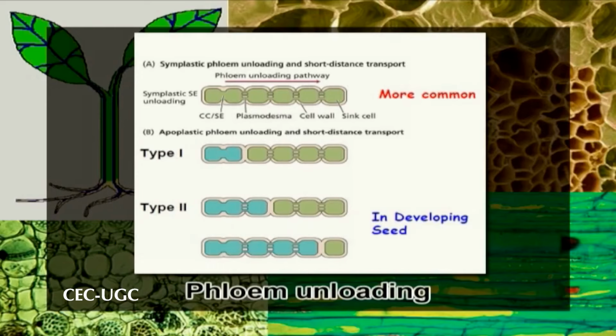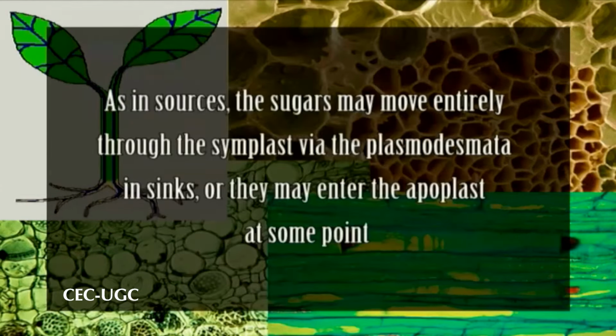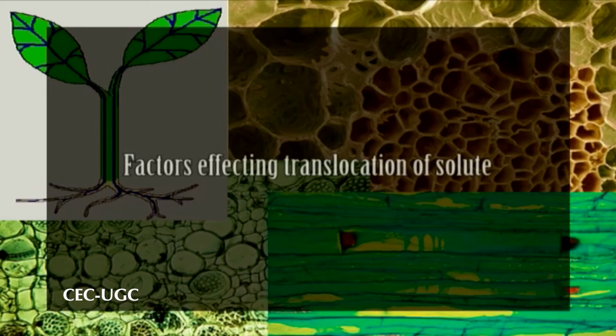Phloem unloading and short-distance transport can occur via symplastic or apoplastic pathways. As in sources, the sugars may move entirely through the symplast via the plasmodesmata in sinks, or they may enter the apoplast at some point. Both unloading and the short-distance pathways appear to be completely symplastic in some young dicot leaves such as sugar beet and tobacco. Now the factors that affect the translocation of solutes.